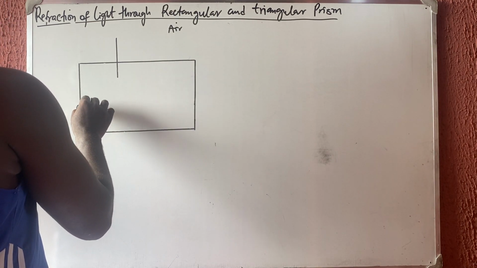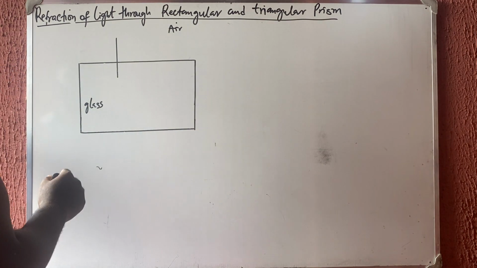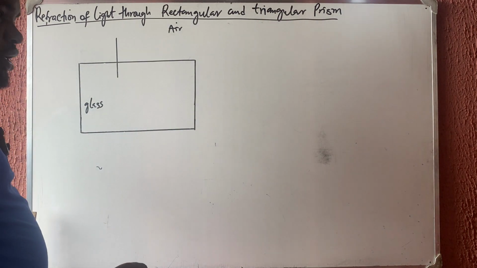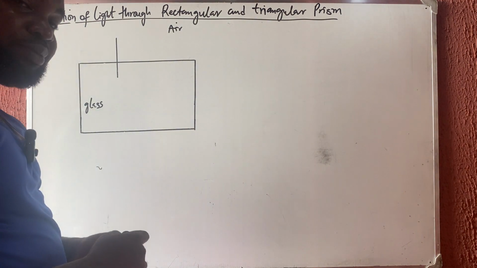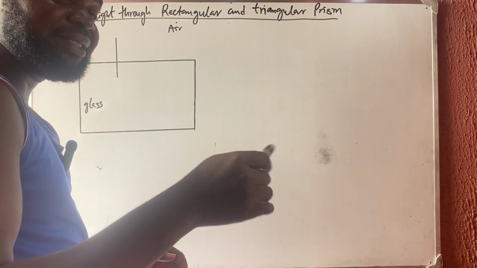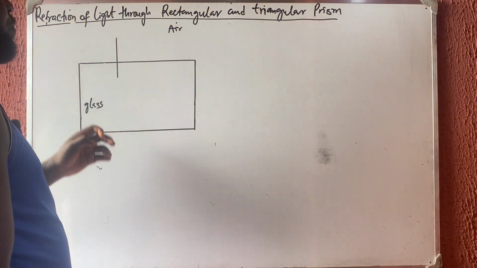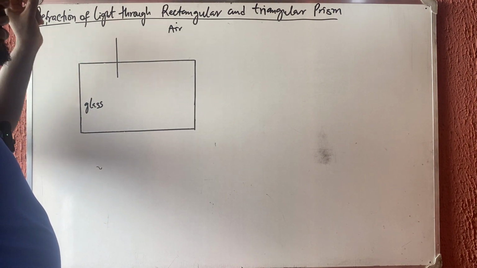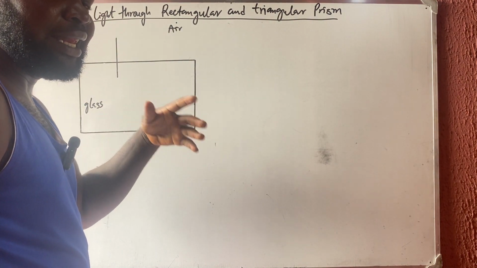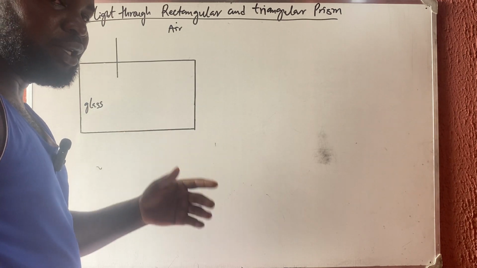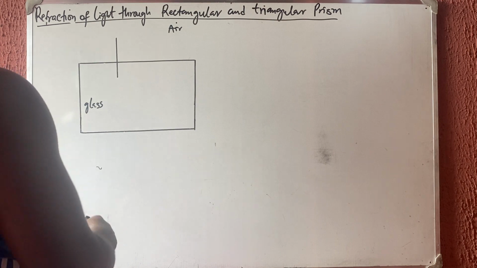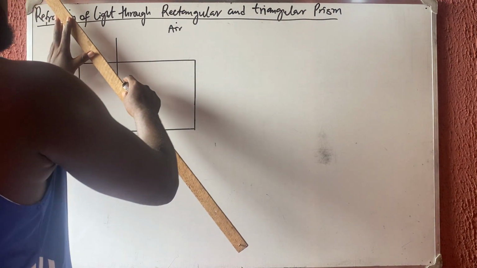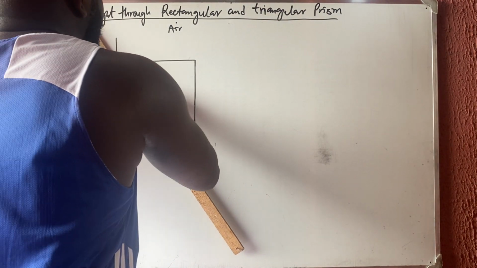Like I told you, what brought about refraction in my former video is when light passes through different media of different density. When a ray of light passes through a less dense medium, you know that air is less dense than glass, which means that glass is denser than air.